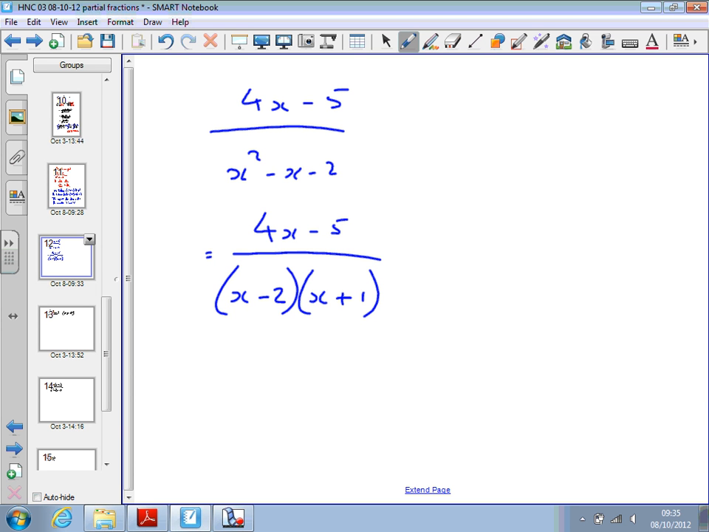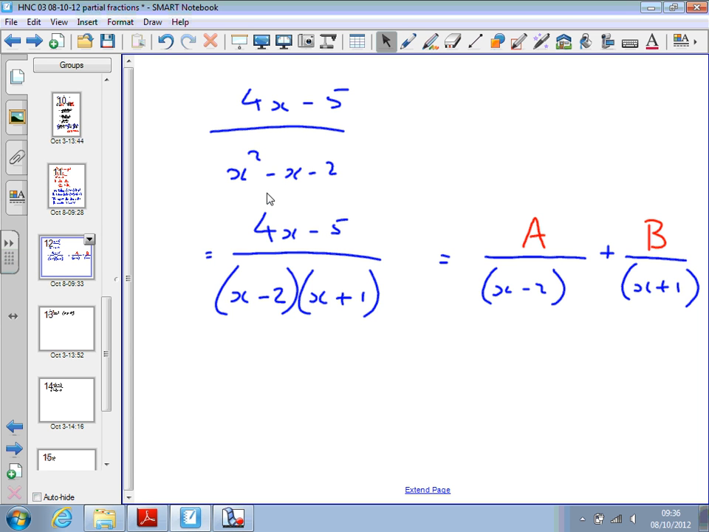And now you separate out my two linear factors, x minus 2 plus something over x plus 1. And now we're into this method of partial fractions. We separate out the two terms in the denominator, the x minus 2 term and the x plus 1 term. And then we've got to find these two missing numbers. So what we do is we call them A and B.